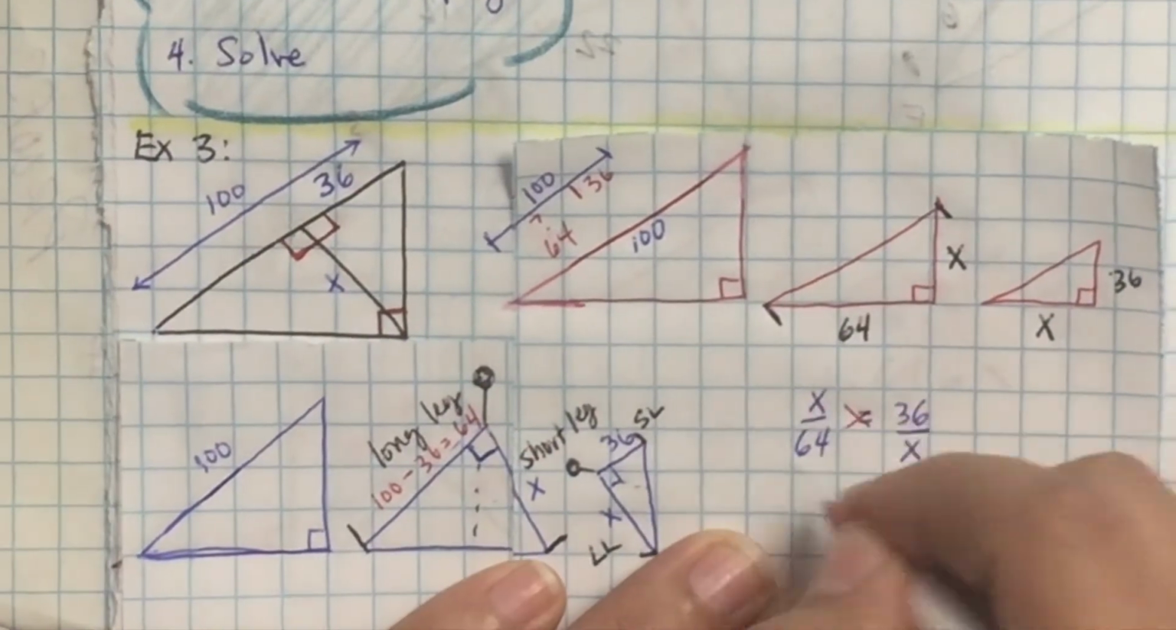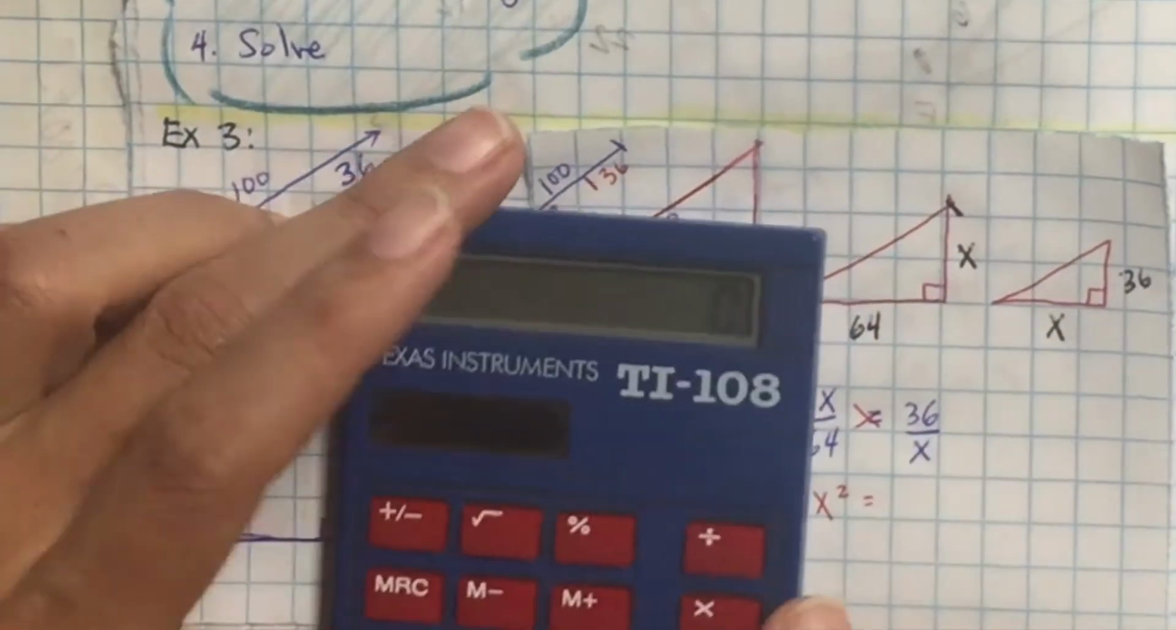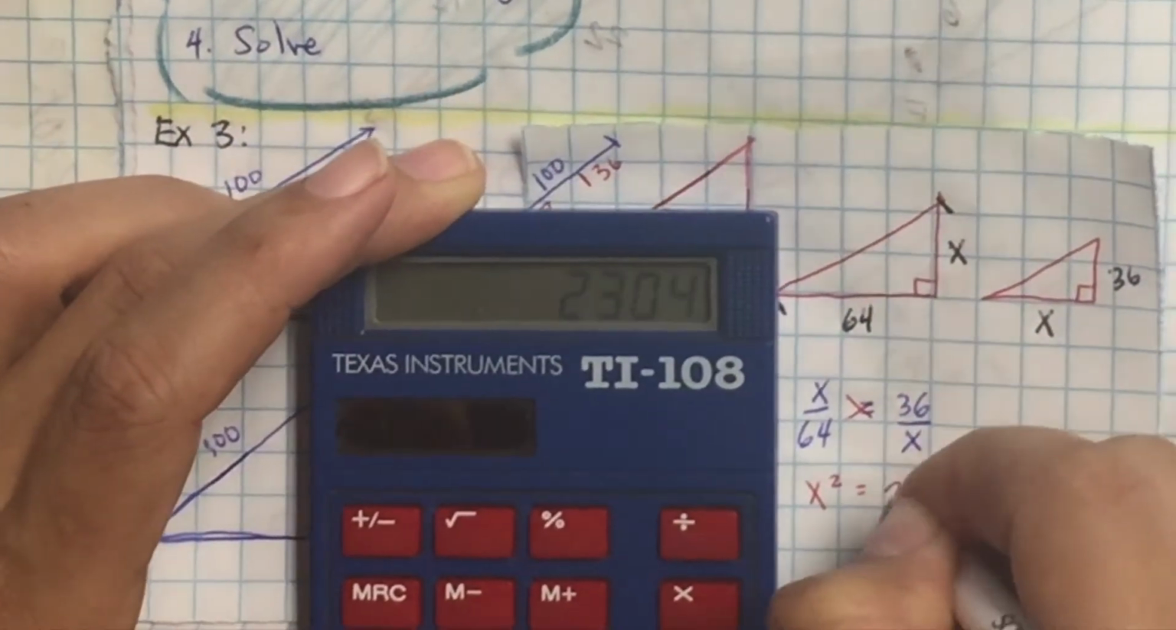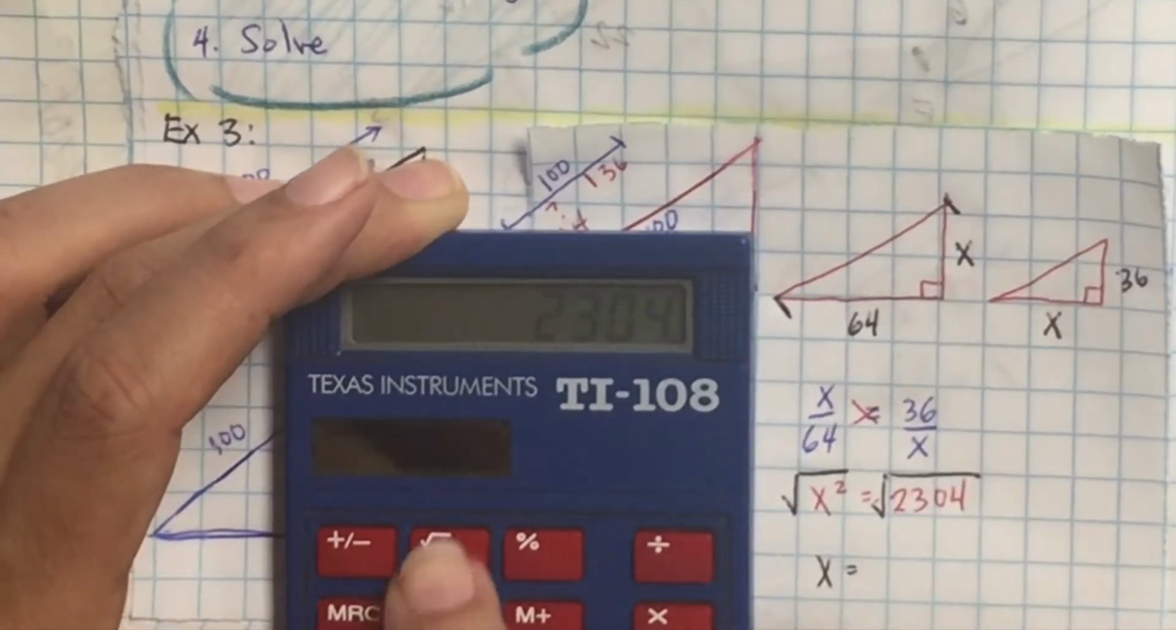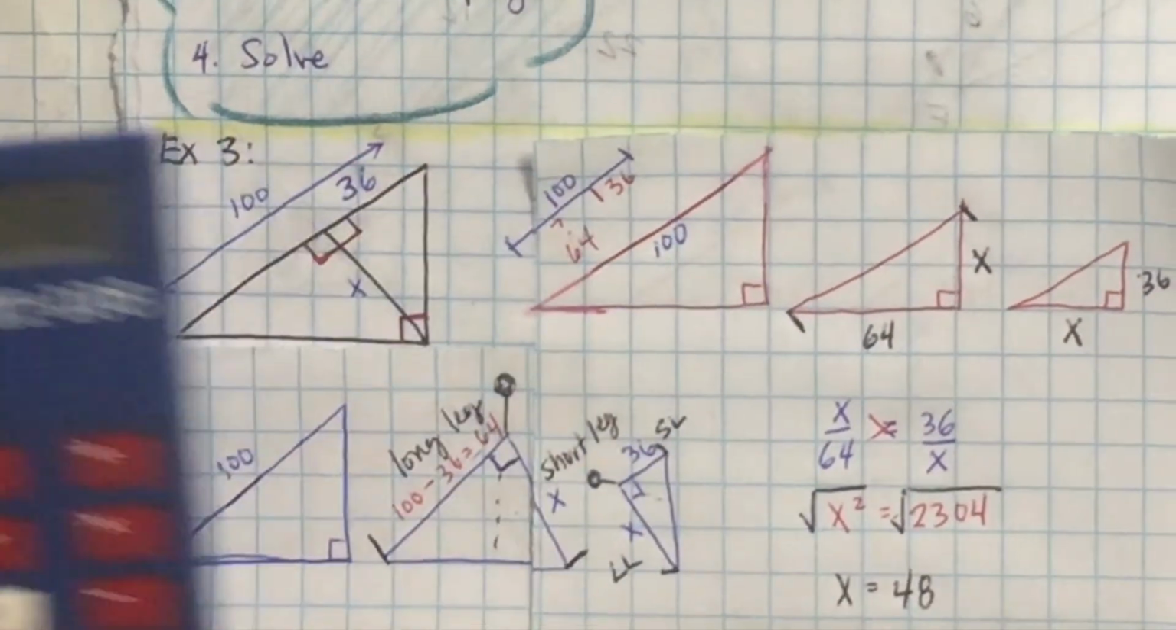So let's cross multiply. You're going to get X times X, which is X squared, equals 64 times 36, which is 2304. And then how do you get X by itself? You take the square root. Take the square root of both sides, and you're going to get X is equal to 48.